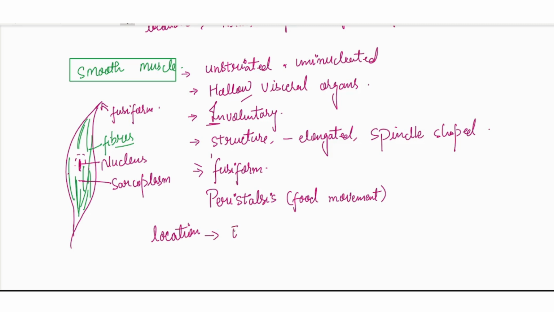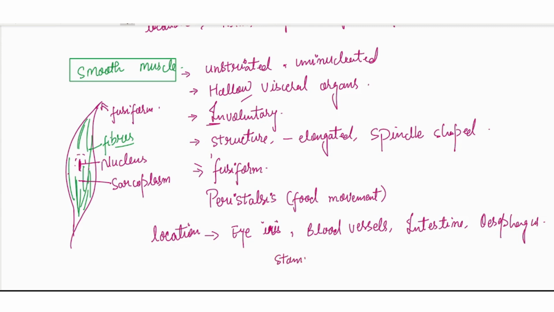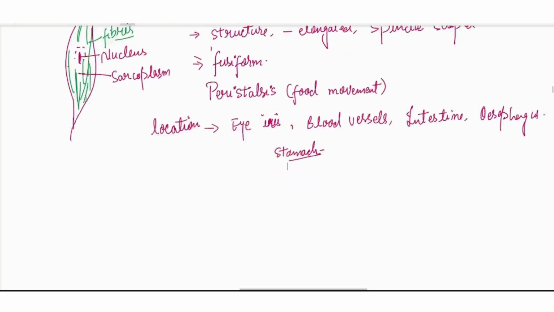They would be present in the eye, the iris, as well as the blood vessels. It is present in the blood vessels, in the intestine, all the soft organs. Okay, intestine, esophagus, and simply we can call it the stomach also. So these are the organs where the smooth muscles are present.